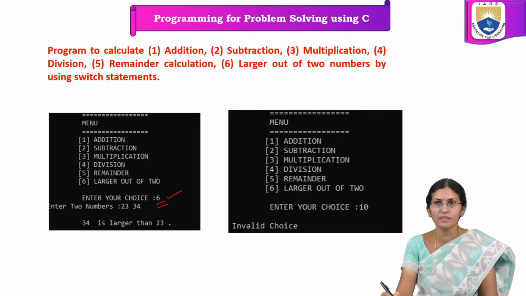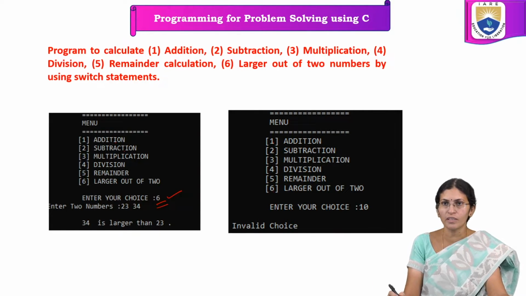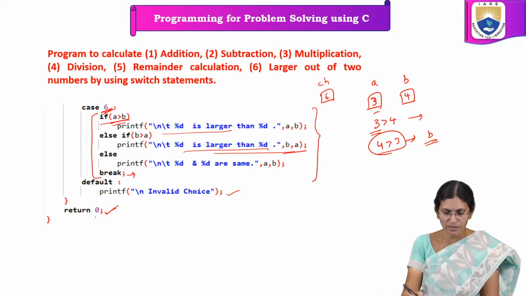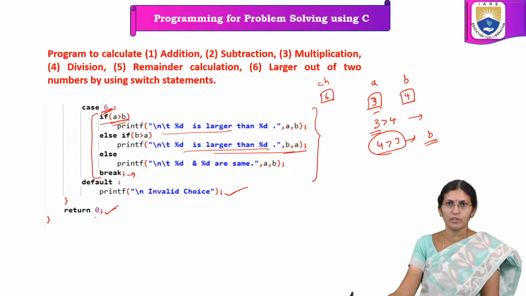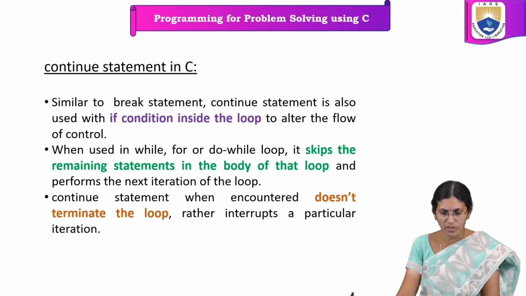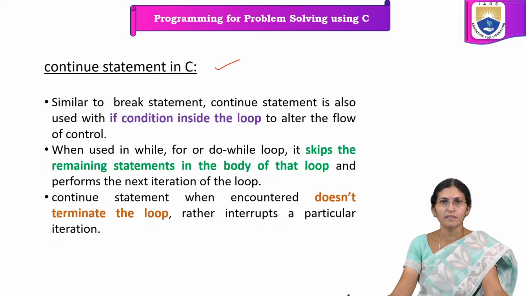So if the user enters 10, which is not among the options in the list, 1 to 6, then you can see the output of this program is invalid choice. That means this default statement is executed. So in this way we can make use of the break statement in a switch case to come out of the switch case. Next is the continue statement in C language.